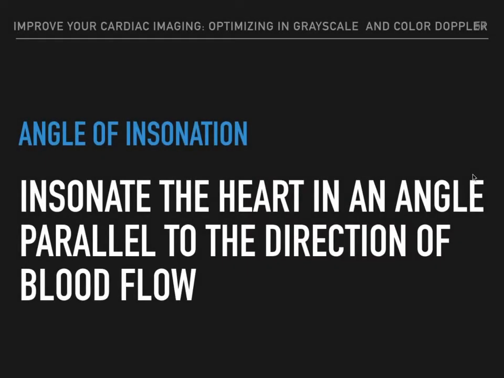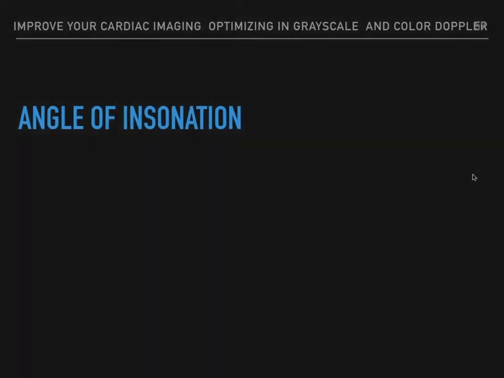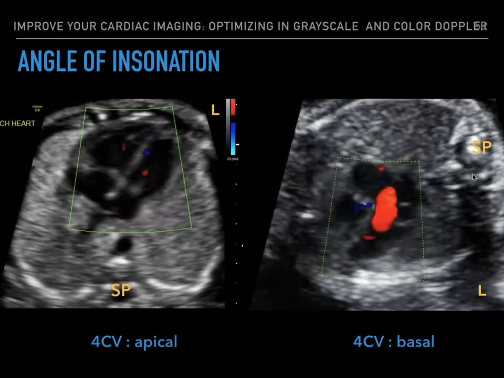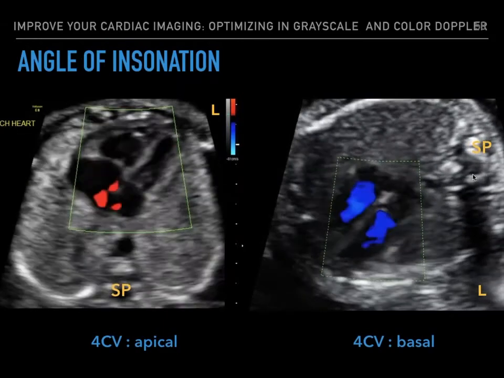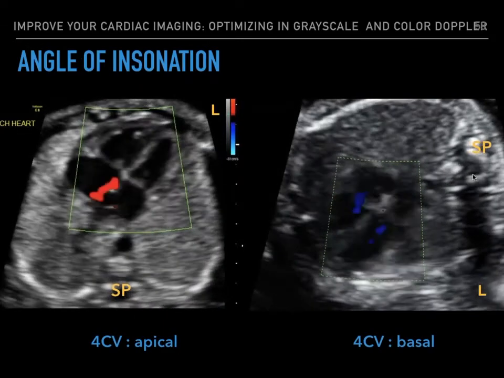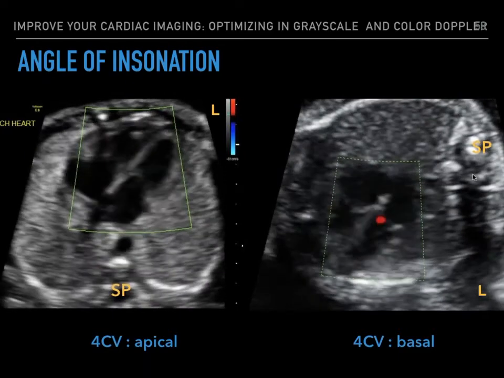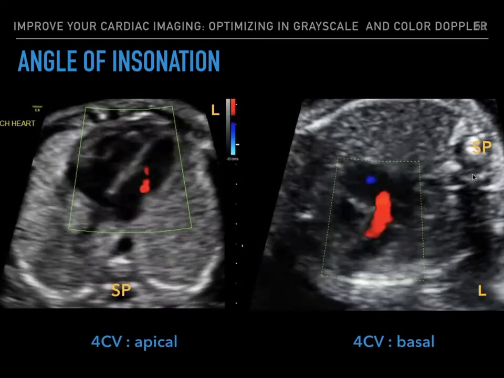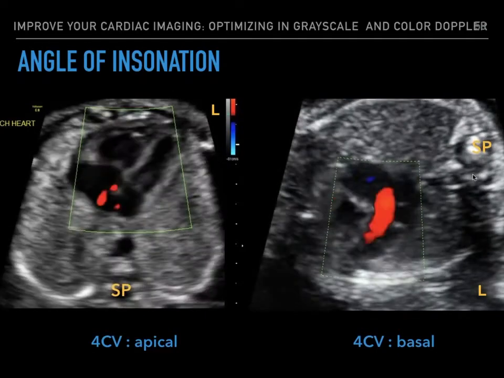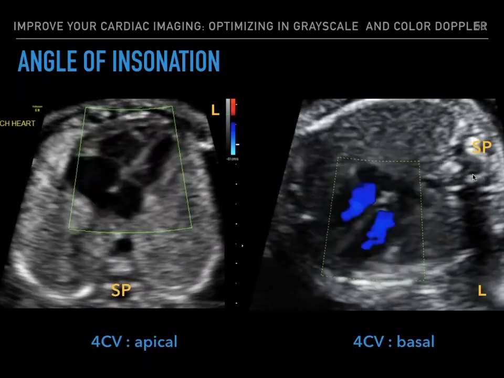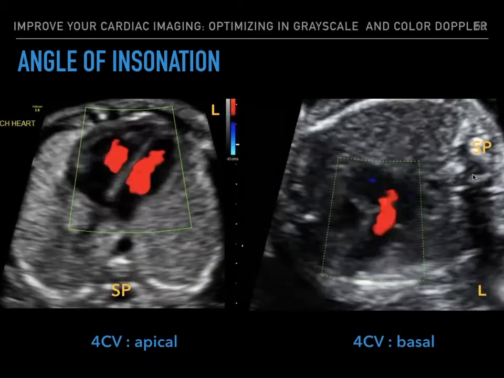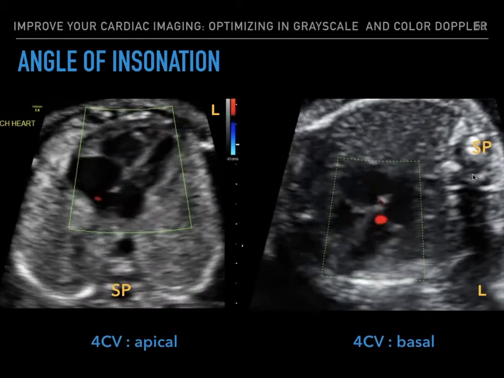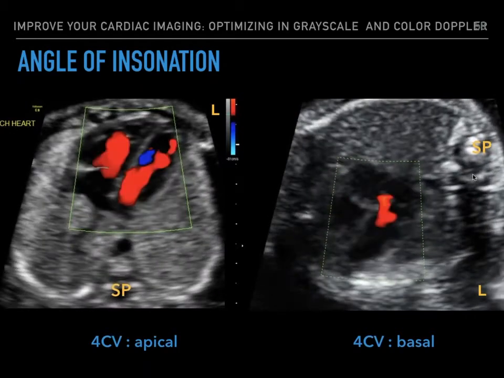Angle of insonation. So you want to insonate the heart at an angle parallel to the direction of blood flow. So here we have the 4-chamber view in color Doppler that is best visualized from an apical view or a basal view in order to demonstrate ventricular filling. So in these orientations, the course of blood flow is nearly parallel to the angle of insonation. So it's very important to be parallel with the angle of insonation in order to interrogate the valves or to make sure there's no evidence of laminar or turbulent flow.